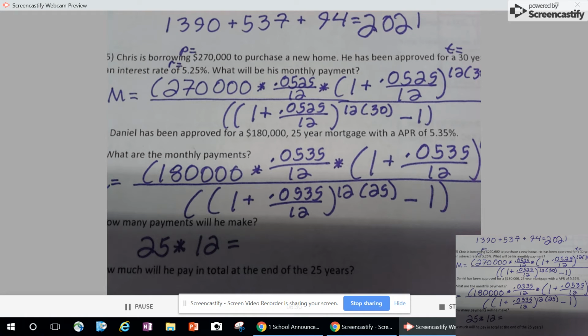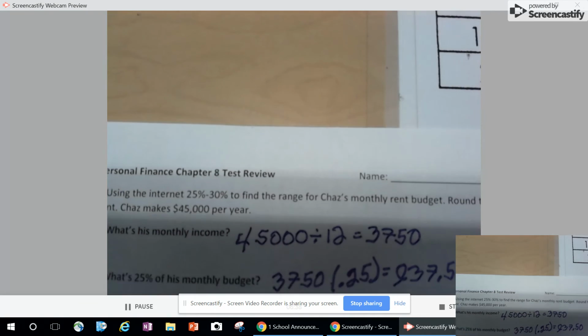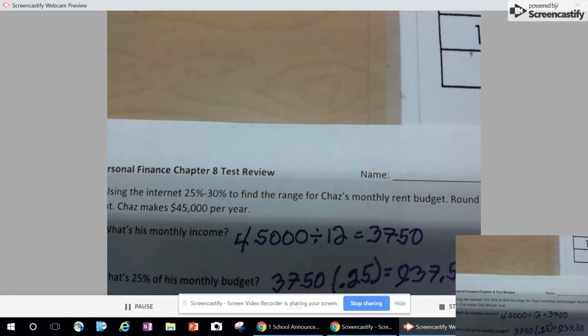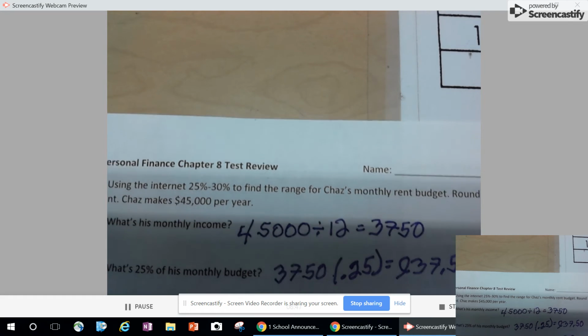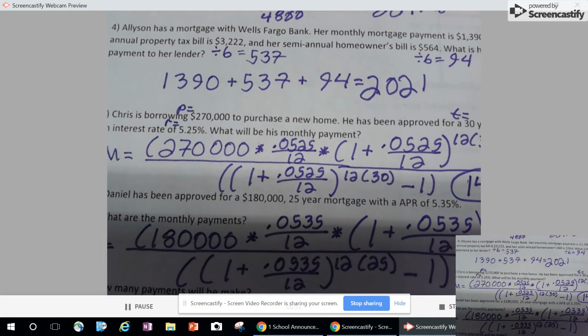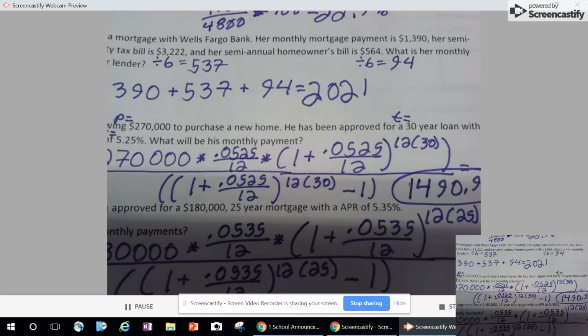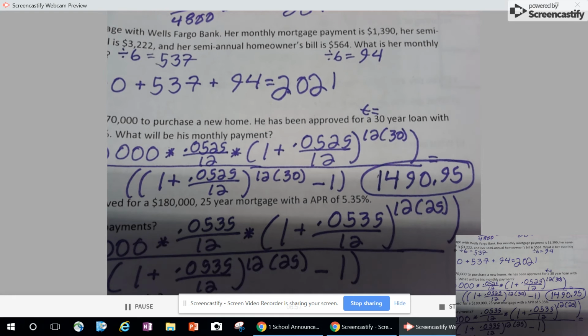Okay, so for Chris, for his new home, I got the monthly payment to be, so I'm going to put it down here so I can write it. I got 1,490 and 95 cents. Okay, so that's how much I got for his monthly mortgage payment. So double check your answer.